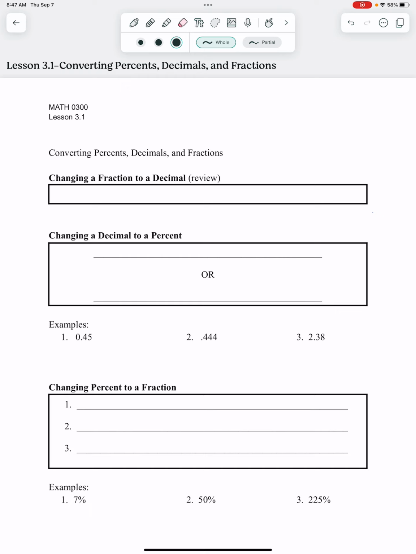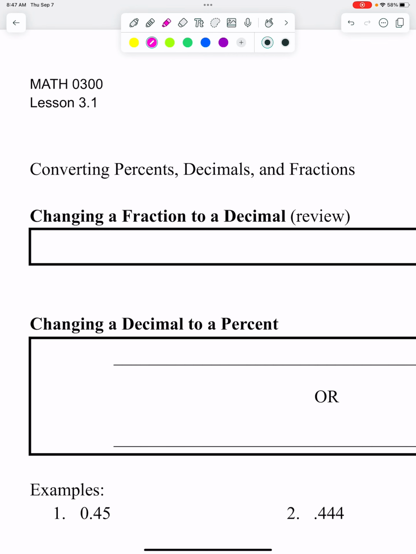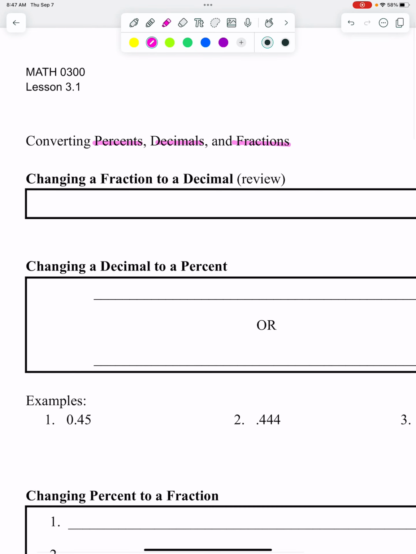In this video, we are going to continue our journey studying the real numbers by taking a look at how to convert percents, decimals, and fractions, and how to go from one to the other in different directions. Before we can do that, I'd like to do a really quick review from several lessons ago about changing a fraction to a decimal.